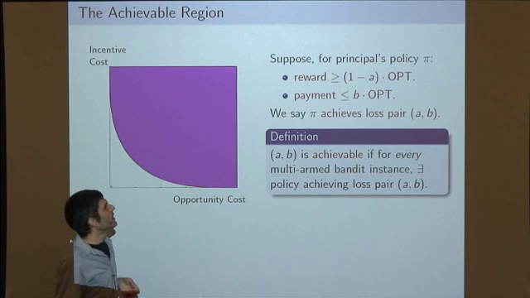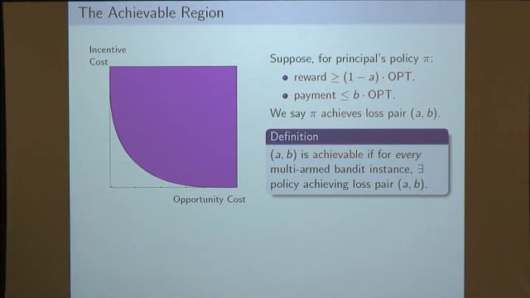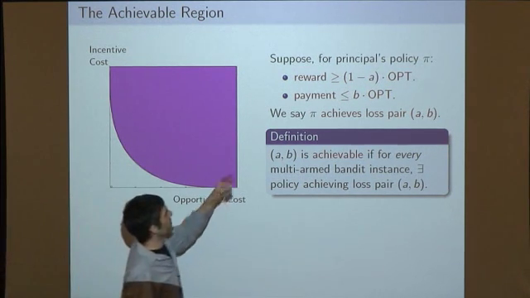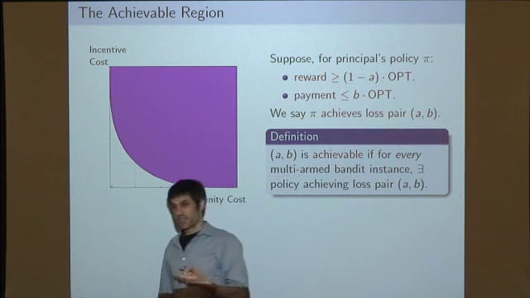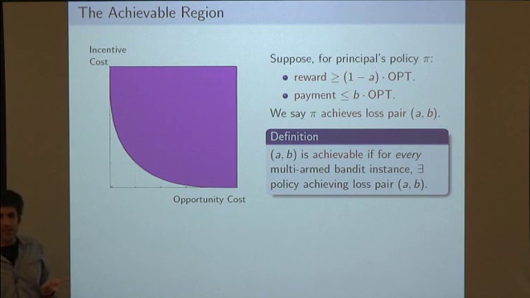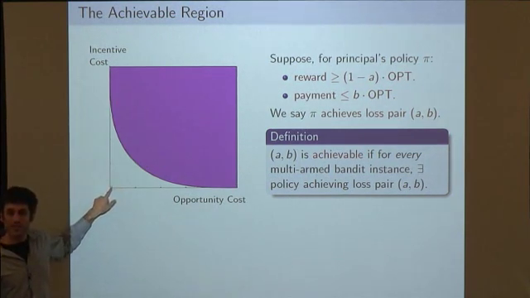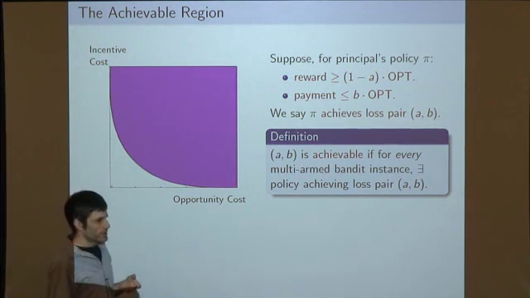The other thing the principal would like to minimize is the amount of bonuses that it has to pay out to the users. So I'm also going to express that as a multiplicative factor b times the value of the optimal policy. We now have two parameters, a and b, that we'd like to drive both down to 0, but in general, you can't do that.